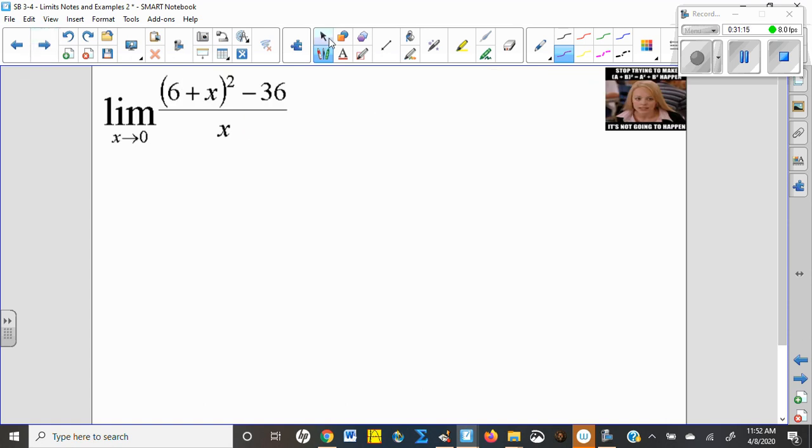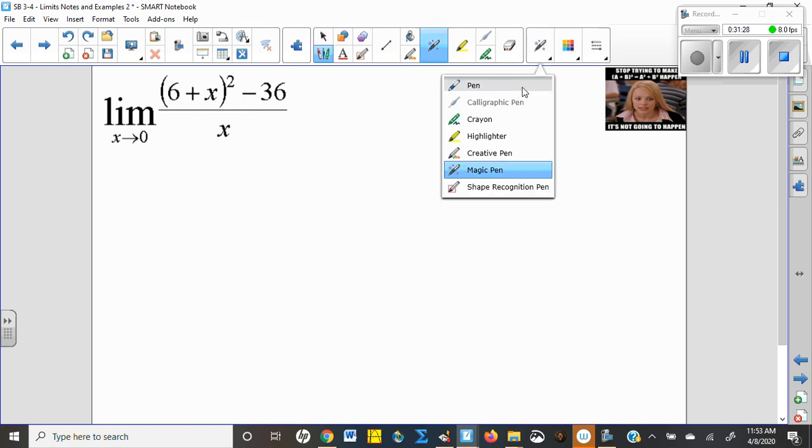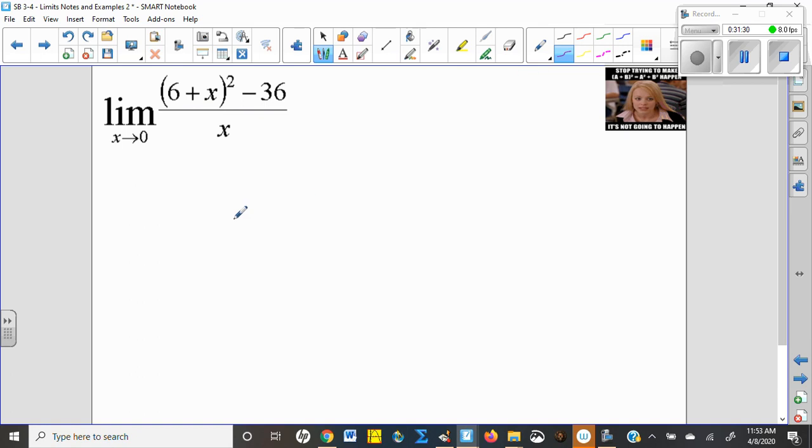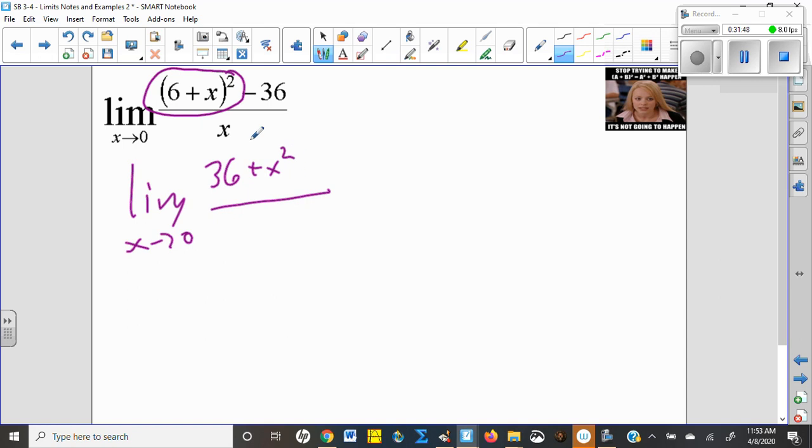All right. This is just like the example we started today's lecture with. It's the same problem, just different numbers. The one thing you're going to have to be careful about is your algebra, because when you expand, you could try to put a 0 in here, but you're going to get 6 squared minus 36, which is 0 over 0. It doesn't work. You're going to have to expand this. And so many people want to just say, oh, well, that's 36 plus x squared, right? No, it's actually not, okay?